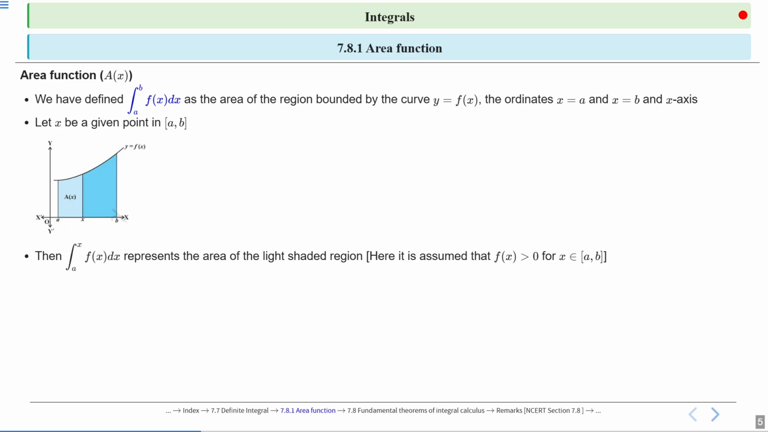So let x be a given point in [a, b], as we can see in the figure. In the x-axis there is an x, then the definite integral from a to x, not from a to b. Here the upper limit is x and the lower limit is the same, a. So the definite integral a to x f(x) dx represents the area of the light shaded region. We can see in the figure the light shaded region part, that is denoted as A(x). Okay.